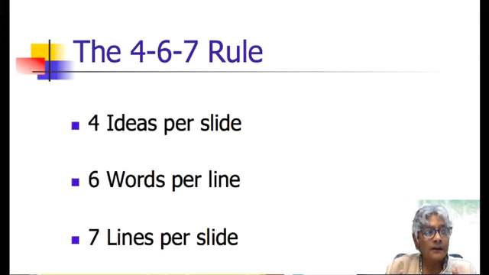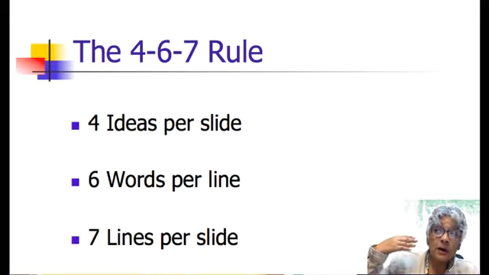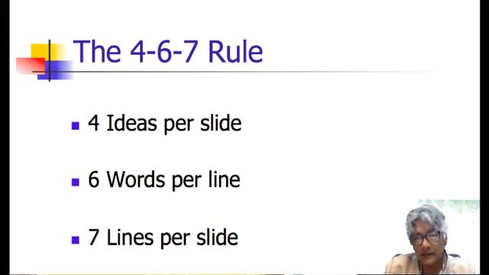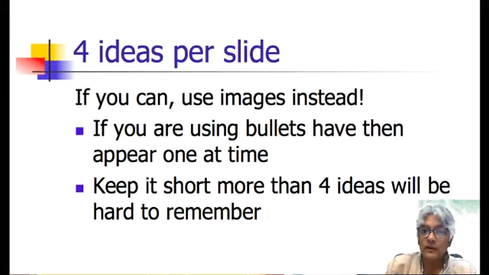So there are 3 things that you have to pay attention to when you're presenting to an audience that is going to be watching your screen play on a projector, or on a screen that is not their computer screen. And that is this 4-6-7 rule. Essentially, it goes like this: in every slide, there should be just one topic, and for each topic, 4 ideas at the most in each slide.